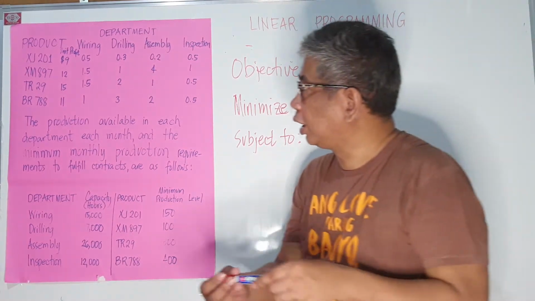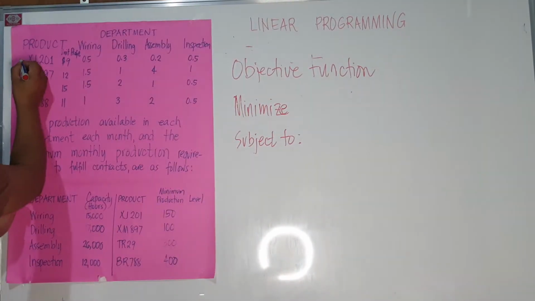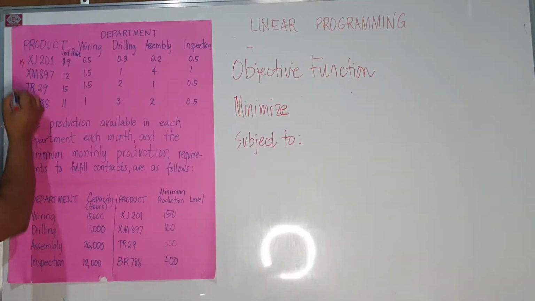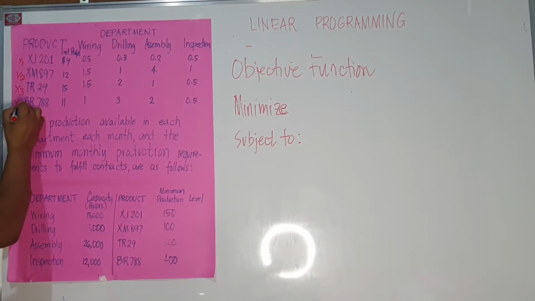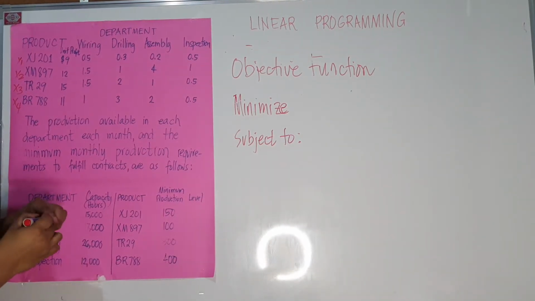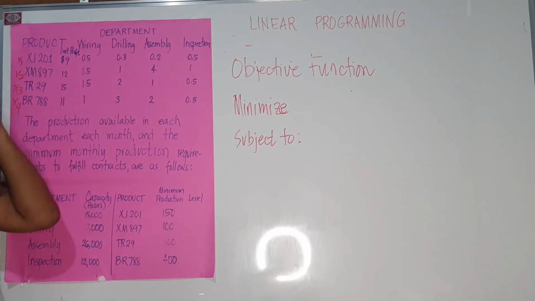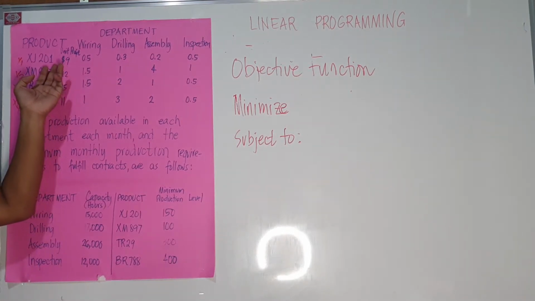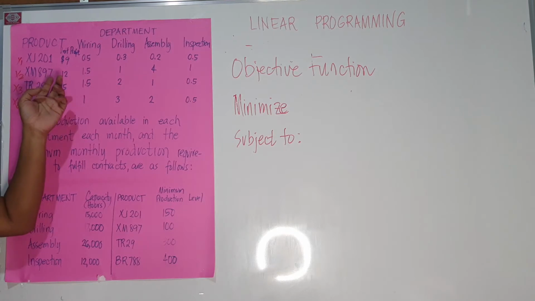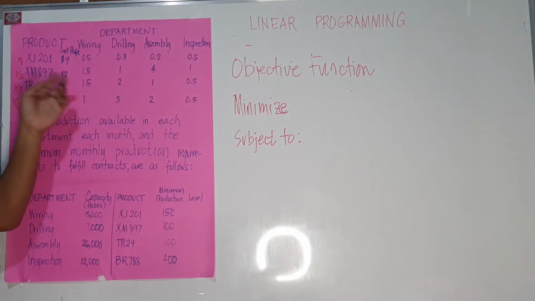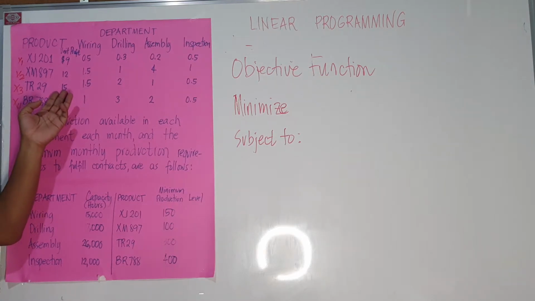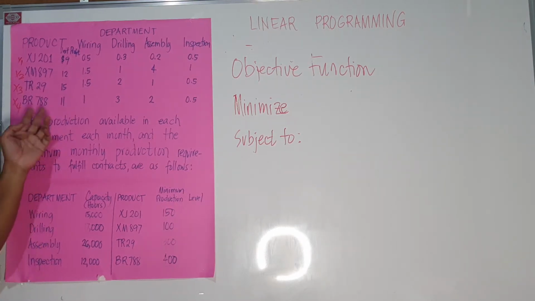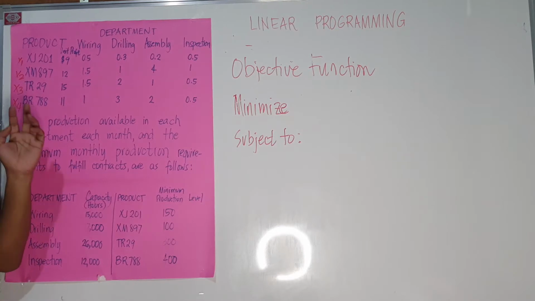So let us designate these as X1, X2, X3, and X4. Okay? So, X1 generates a profit of $9 per unit. X2, $12 per unit ang profit ng company. Then, $15 per unit ang profit from X3 and $11 per unit sa X4.